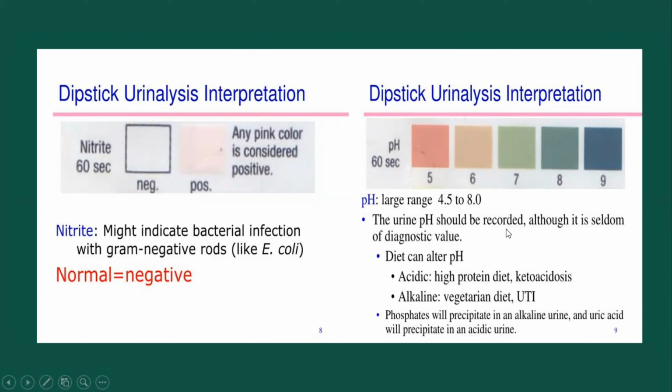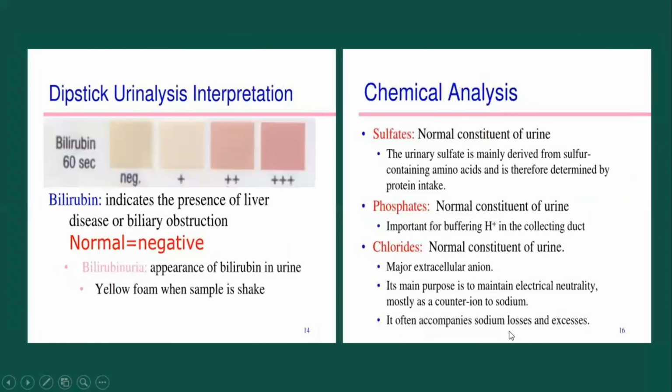pH is 4.5 to 8. The urine pH should be recorded, although it is seldom of diagnostic value. Diet can alter pH. Urine is acidic in case of a high protein diet and ketoacidosis, and alkaline in case of a vegetarian diet and UTI. Phosphates will precipitate in an alkaline urine, and uric acid will precipitate in acidic urine.